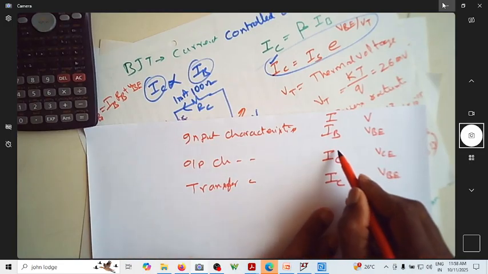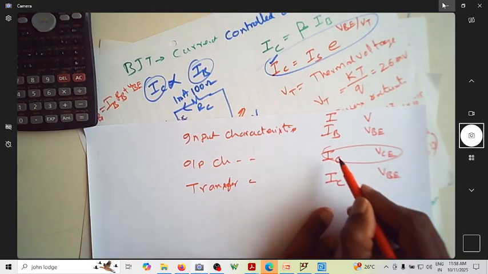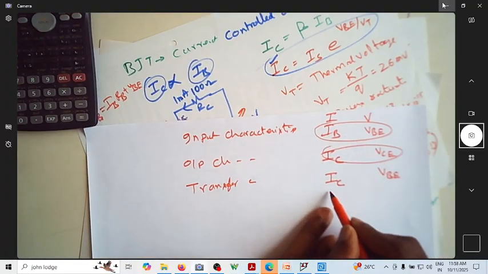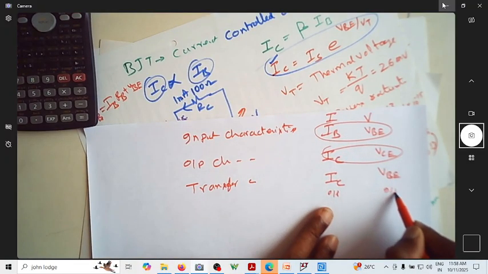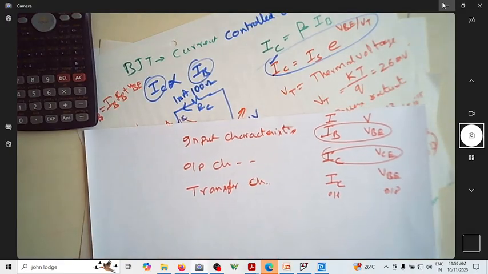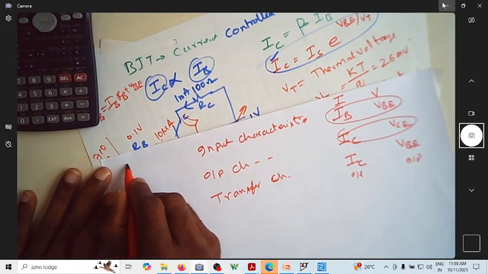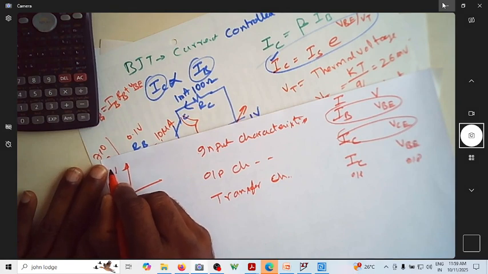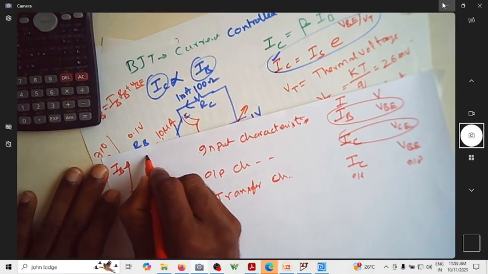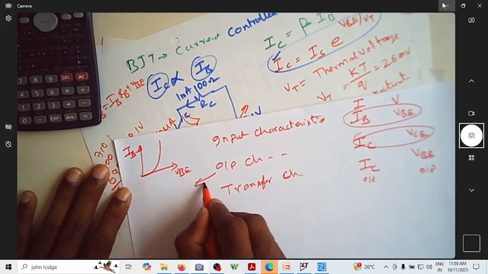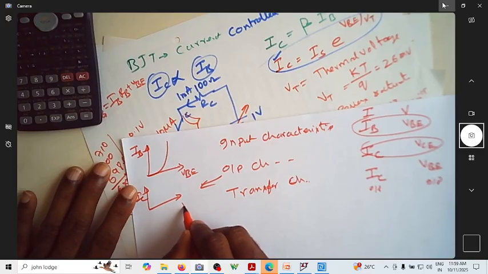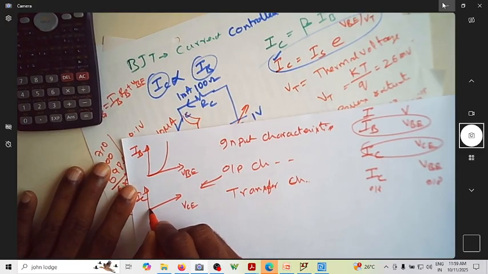If both parameters are of the output, then it is output characteristics. If both are of input, then it is input characteristics. Here this is output, this is input, so that's why it is called transfer characteristics. In input characteristics, you have IB and VB. You'll get it this way. In output characteristics, this is IC and VC. You'll get it this way.